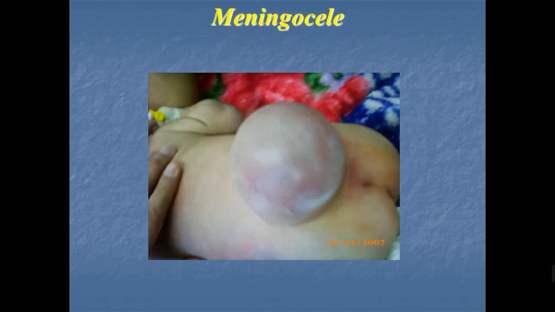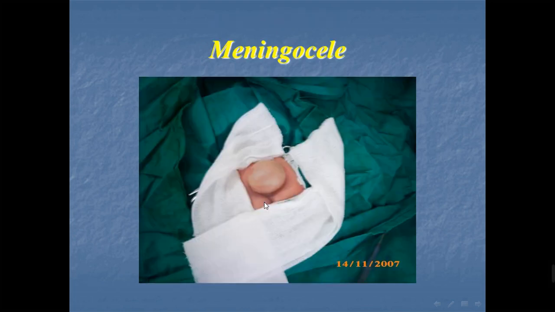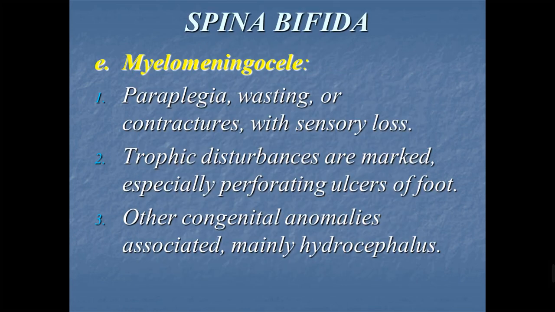This picture, for example, shows you meningocele. How do I know this is meningocele? Because it is covered by normal skin. If it is covered by normal skin, this is definitely meningocele. If it is covered by abnormal skin, it may be meningocele or meningomyelocele. But as you see, this normal skin, this is meningocele. This is also meningocele, and meningocele.